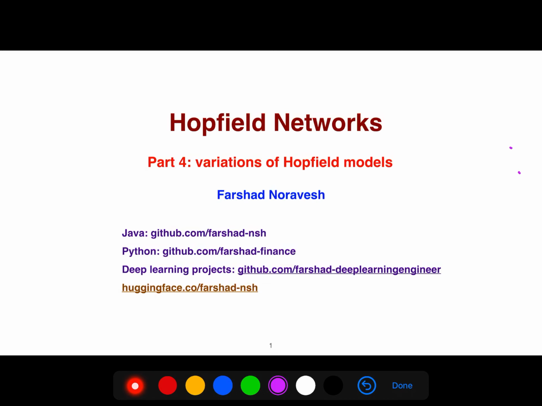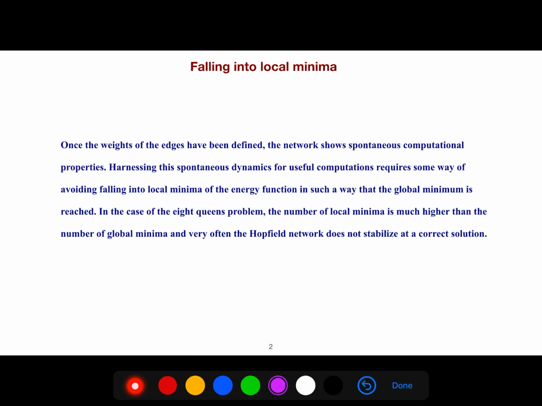So now I want to talk about variations of Hopfield models, different versions of that. Every day we have a different version of that in computational neuroscience, because we want to add, for example, the continuous version of that. We want to add the spiking neuron version of that. And so we have different models of Hopfield networks. So we fall into local minima. This is a problem. This is a challenge in Hopfield networks.